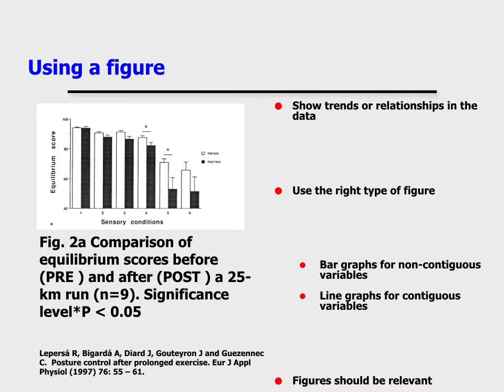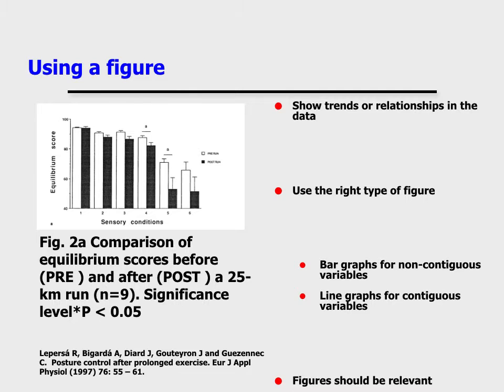This is very nice. It shows you in different sensory conditions, which are on the x-axis, 1, 2, 3, all the way through 6, how there's a trend of equilibrium score and how it goes down. Also, how the pre-run relates to one another through the sensory conditions and how the post-run relates to one another through the sensory conditions.